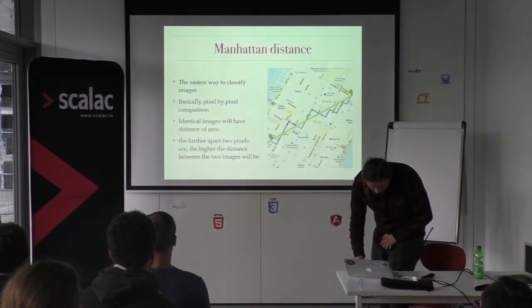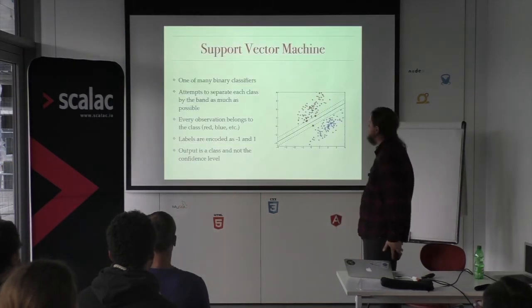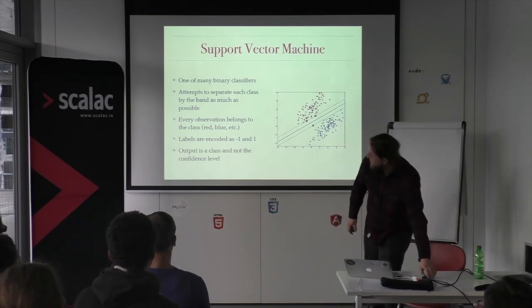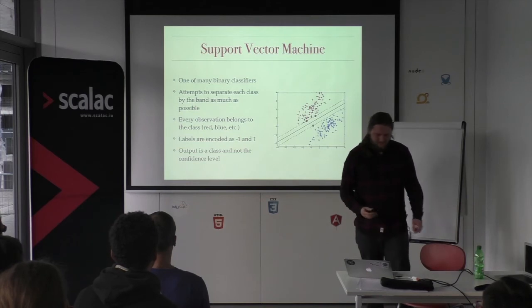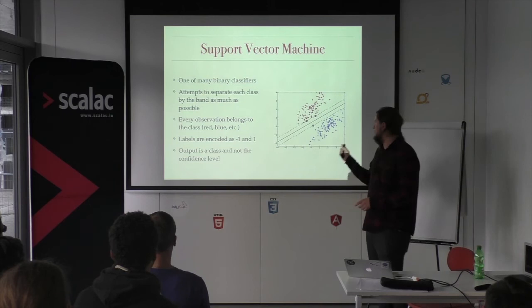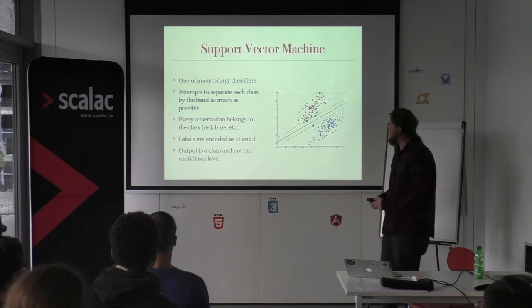The second one is called support vector machine. The name is intimidating, but it's really not. It's very simple, but the mind behind this one is, I'd say, complicated.